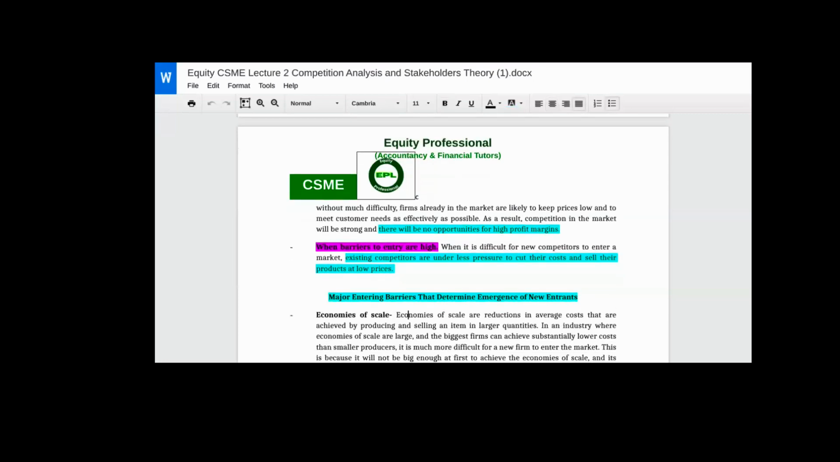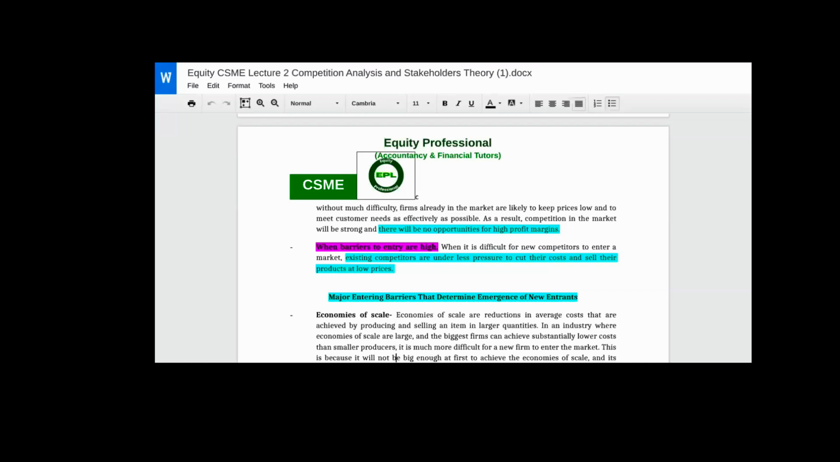One, economies of scale. By economies of scale, we mean that if the new company that is coming doesn't have the opportunity to produce in larger quantity, if they don't have the opportunity to reduce their operational expenses and spread the cost of fixed costs, then they might be discouraged from coming.